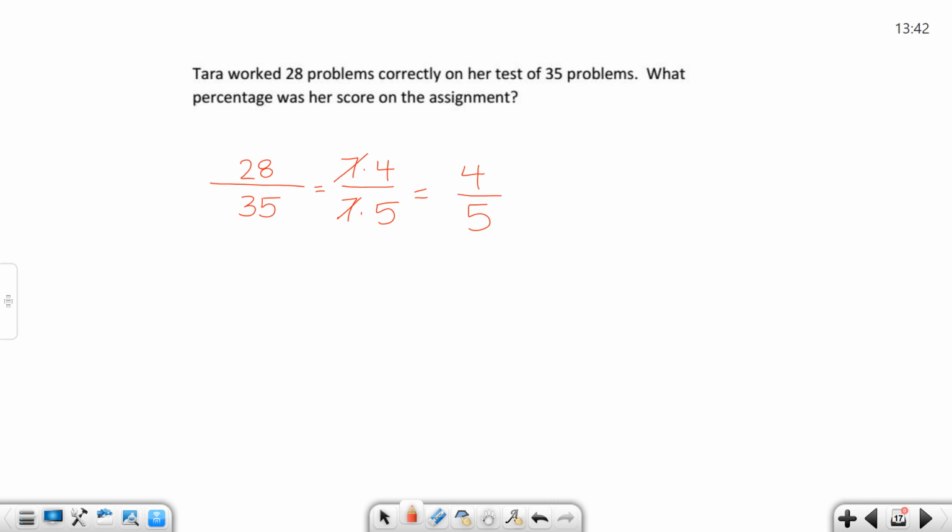Now, if we're trying to make that as a grade, what we would want to do is change it to a decimal. So you could say 5 goes into 4. Okay, 5 goes into 4 8 times, and then I could just put zeros out behind it because it divides evenly. So we're going to get, basically, 0.8.